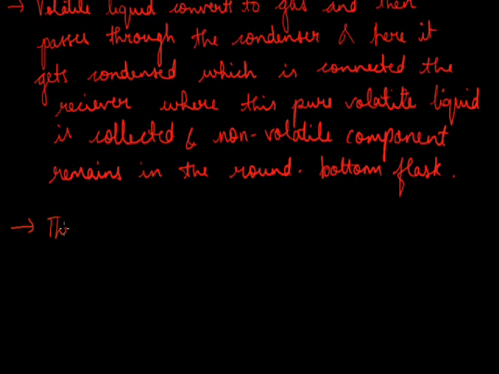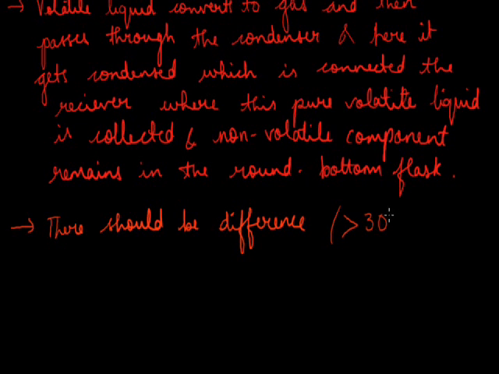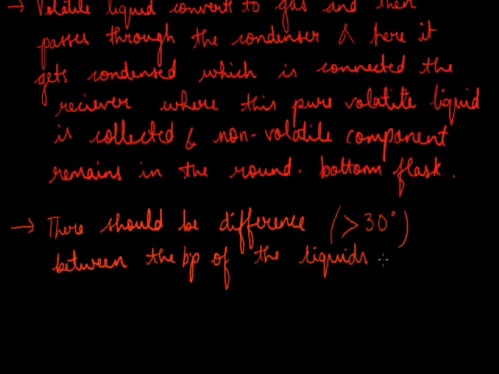Here the important point, as I said, is that there should be a difference of more than 30 degrees between the boiling points of the liquids. Otherwise, if the difference is less, then the second liquid will also start vaporizing and we'll not get the pure liquid. We'll get both in the receiver as a mixture. So at least the difference should be greater than 25 to 30 degrees. The higher the difference, the easier and quicker it is to get the pure liquid.